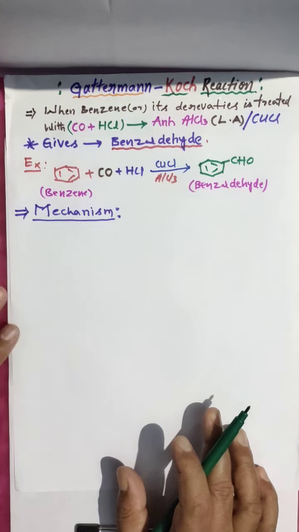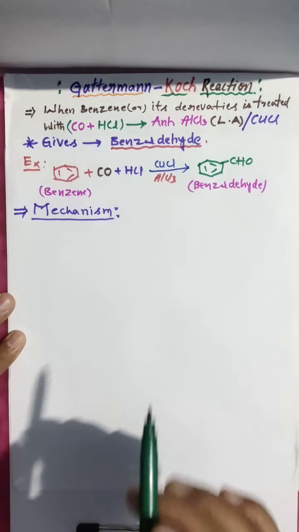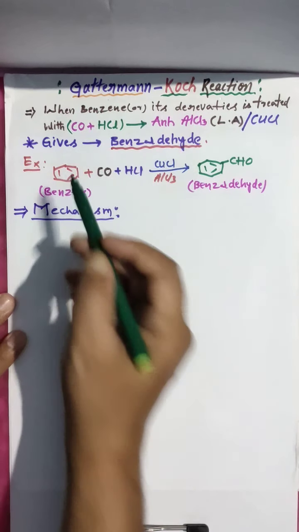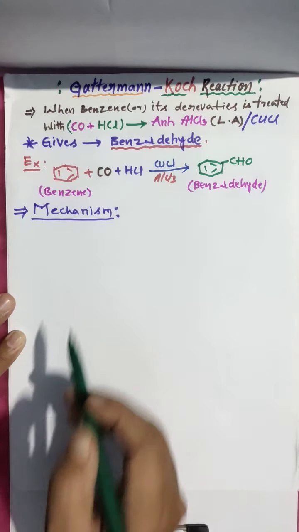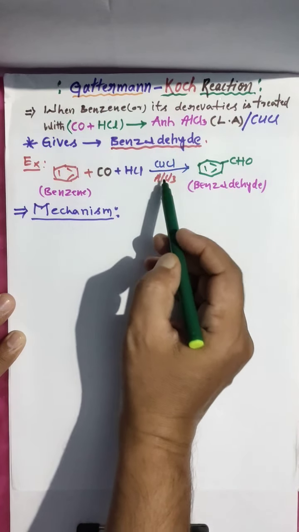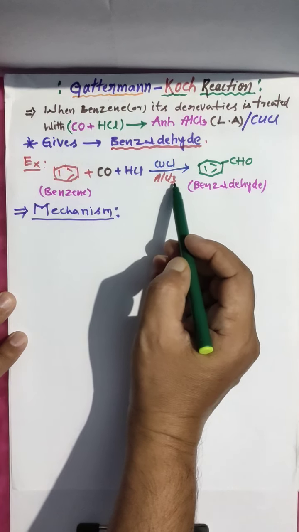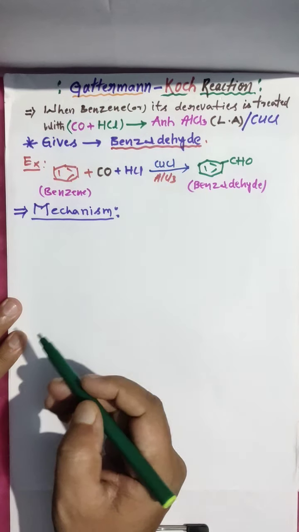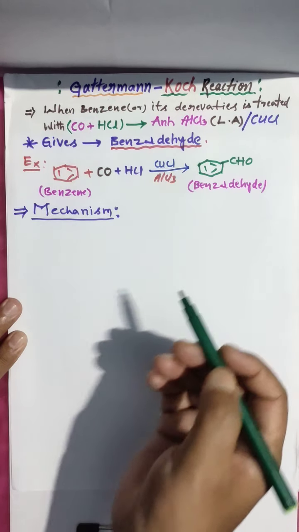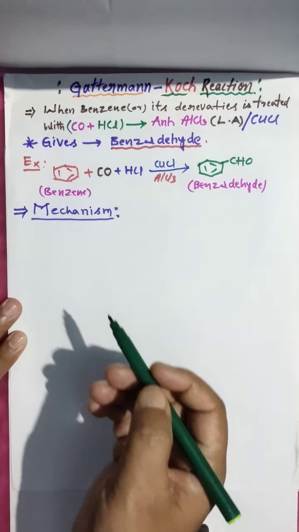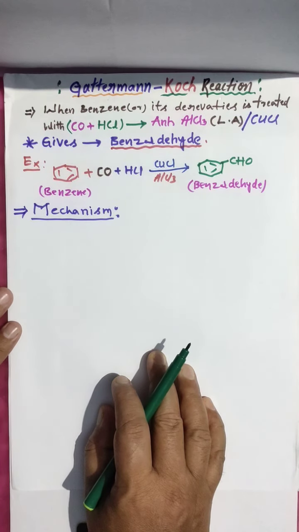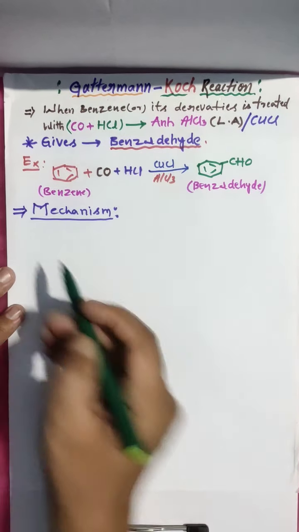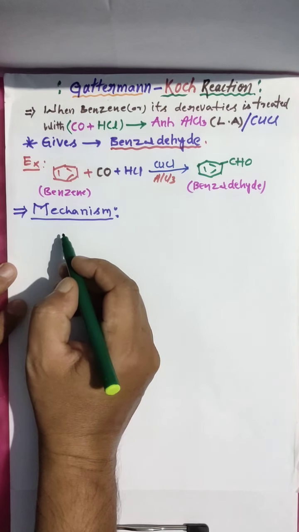Here the main thing is it is a reaction in which formylation of benzene takes place. Formylation in the presence of a Lewis acid, anhydrous AlCl3, gives benzaldehyde. So the Lewis acid we are using is AlCl3 and formylation takes place. What is meant by formylation? Later I will explain. First, the mechanism.